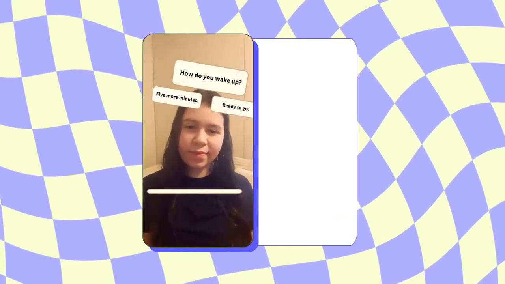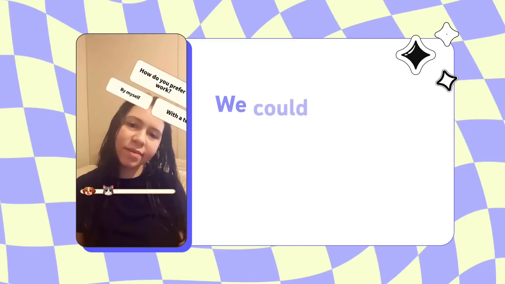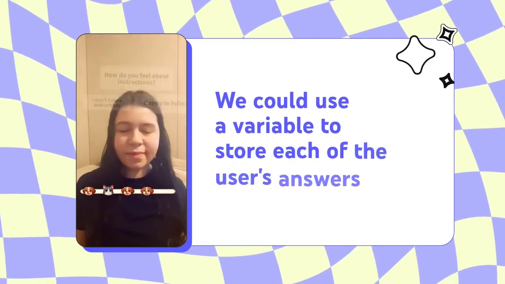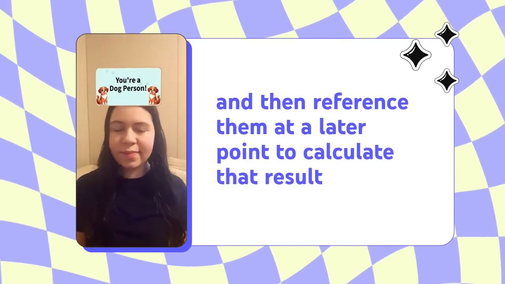With variables, many more options open up, as they allow you to store values that you can reference at a later time in your effect. For example, if we're making an effect where the user gets to choose between different answers and receives a result, then we could use a variable to store each of the user's answers and then reference them at a later point to calculate that result.